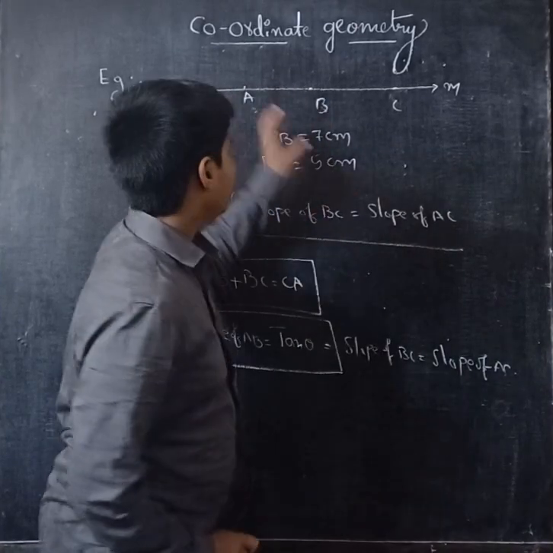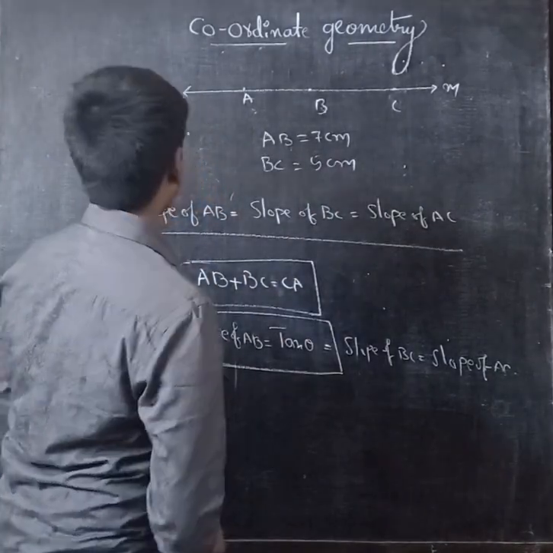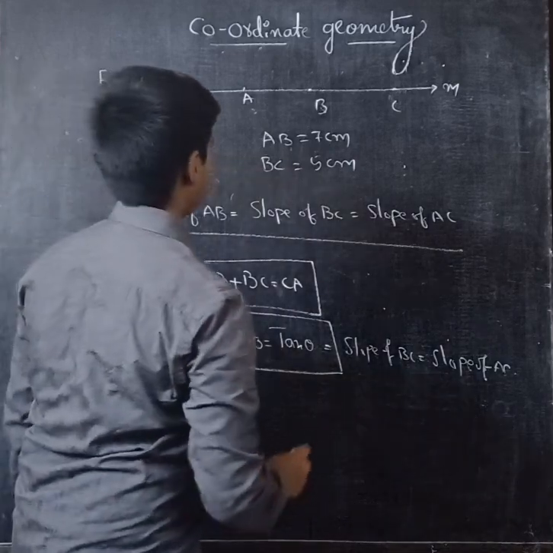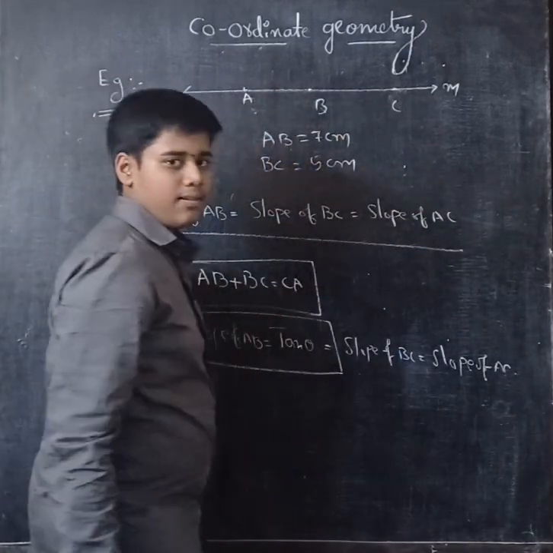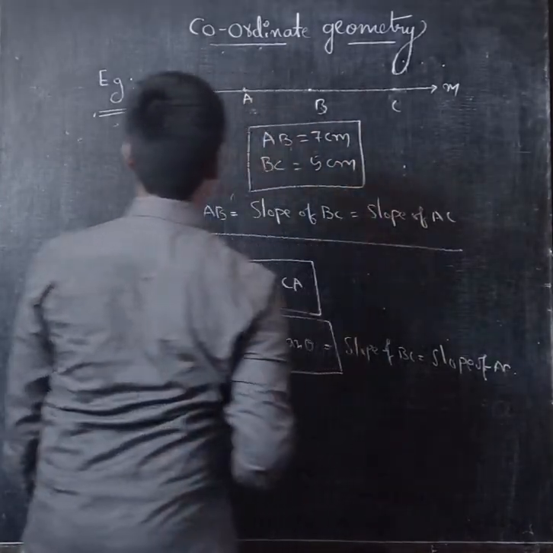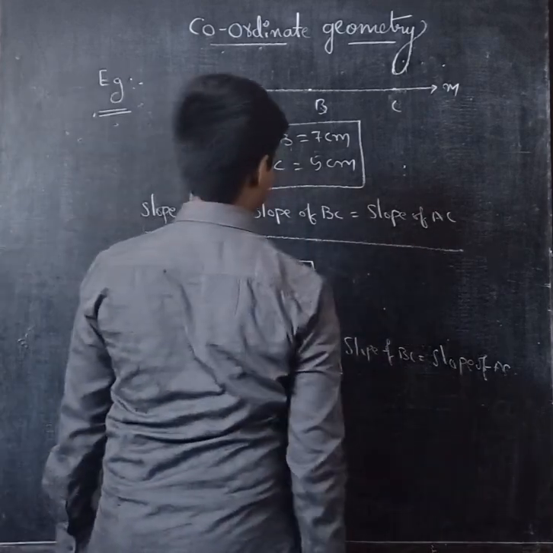Today I will explain the continuation of coordinate geometry. In the last class I gave an example, and the solution for this example is here. These 3 points are collinear, and I had given the AB value and BC value, and asked to find the slope of AB, BC and AC.